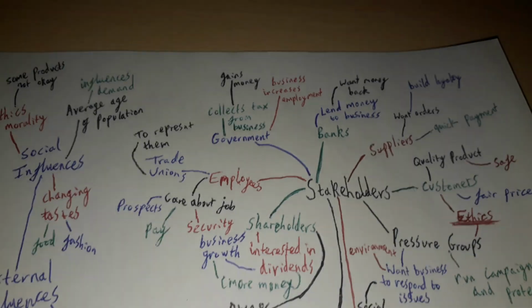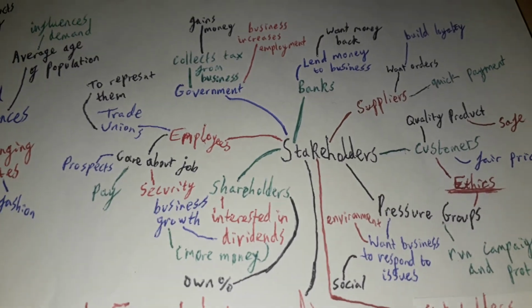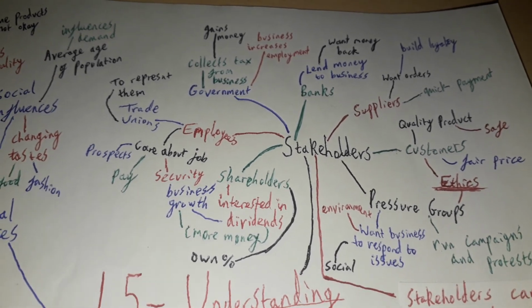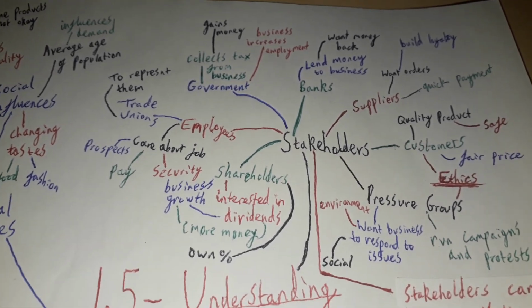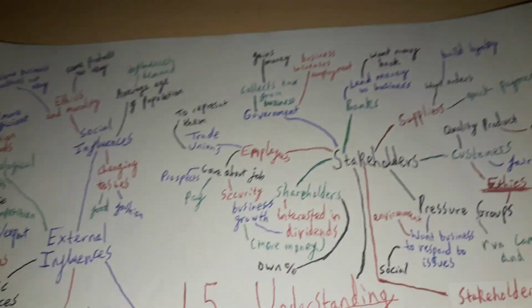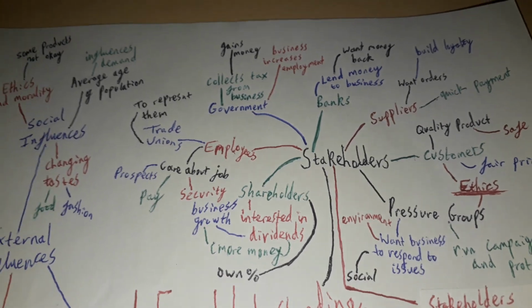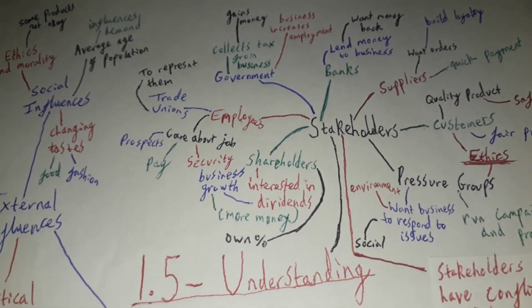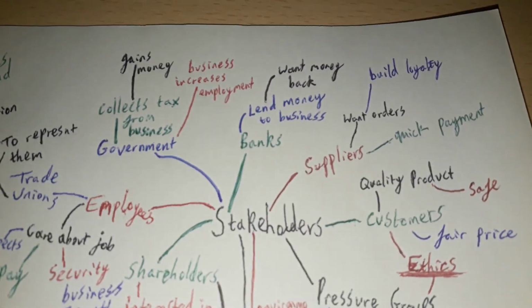The next stakeholders are employees. They care about their job security, pay, and prospects. So they care about how safe they are staying in their job, how much they're getting paid, and things like promotions. And especially for employees, there are trade unions, which are used to represent employees, to check everything's going all right for them and they're not being treated badly.